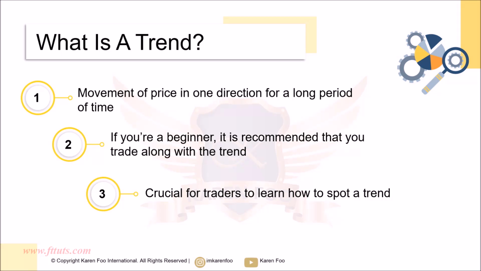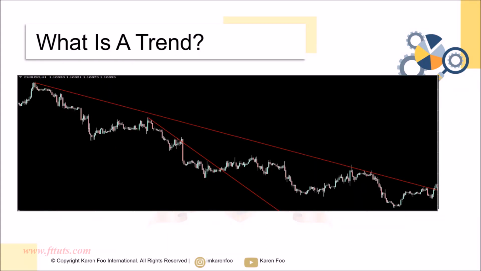So we are all visual people. So what is a trend? Basically, this is a bearish trend. So when it comes to a bearish trend, visually you can see there are lower highs, as well as lower lows.